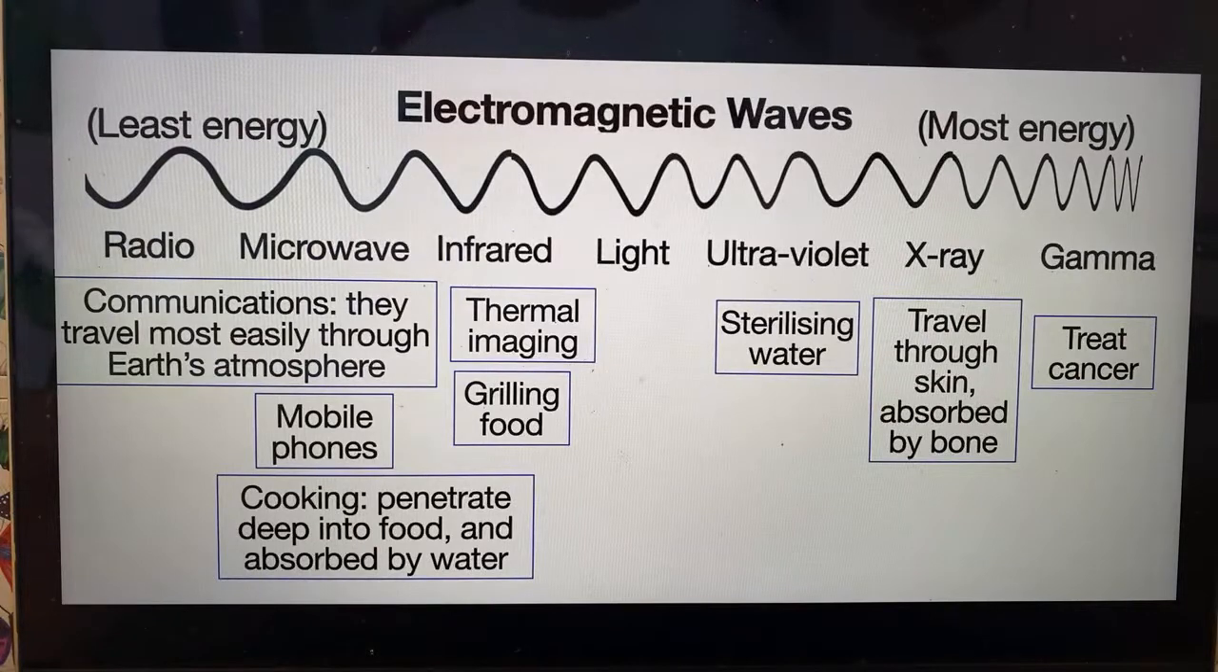Infrared is used for thermal imaging and grilling food. It's ultraviolet that is used for sterilising water. X-rays are used because they travel through skin and are absorbed by bone, and gamma rays are used to treat cancer. Well done if you've got all those.